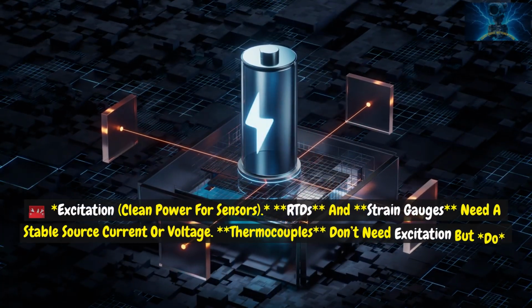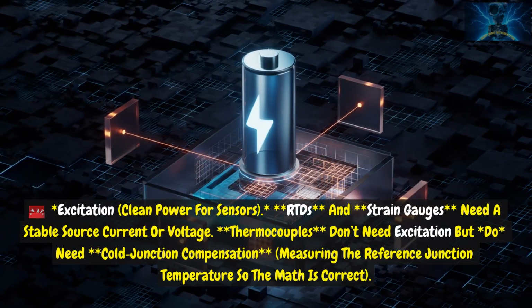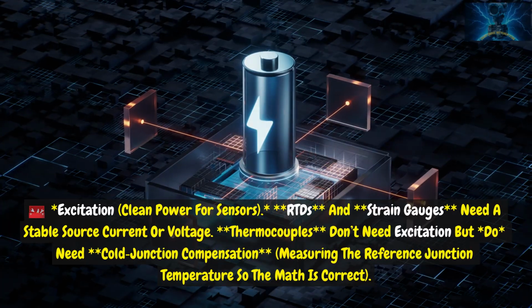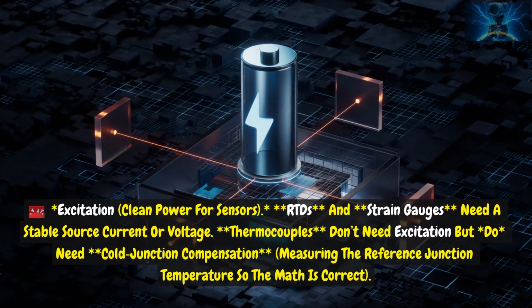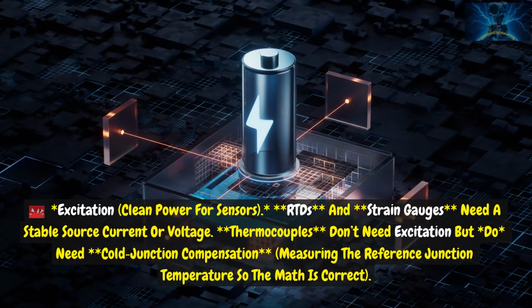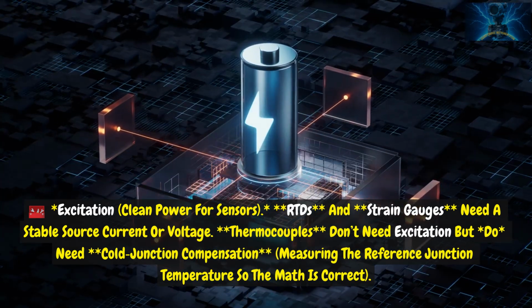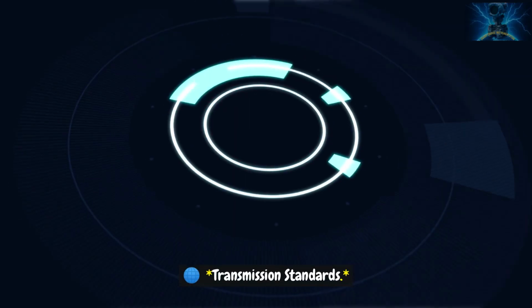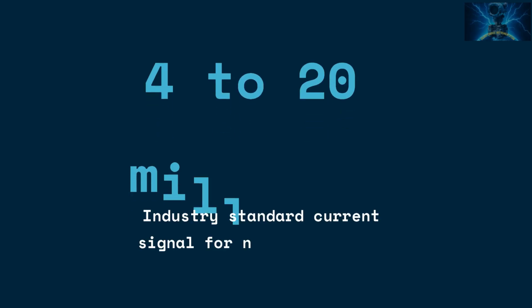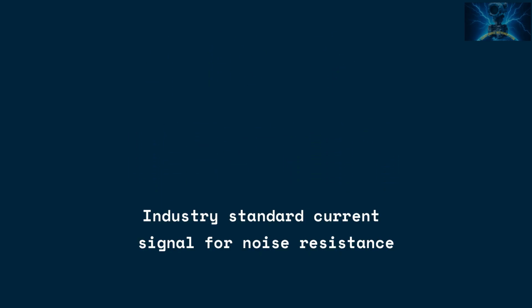Excitation, clean power for sensors. RTDs and strain gauges need a stable source current or voltage. Thermocouples don't need excitation but do need cold junction compensation, measuring the reference junction temperature so the math is correct. Transmission standards. In plants, we often send measurements as 4 to 20 milliamps, a robust current signal that resists noise and allows long cable runs.